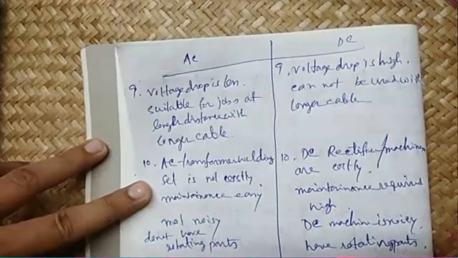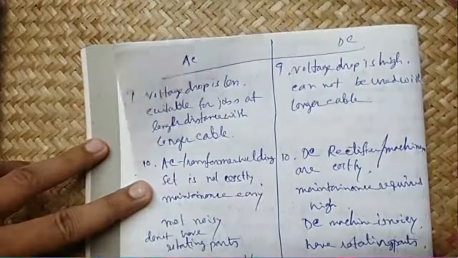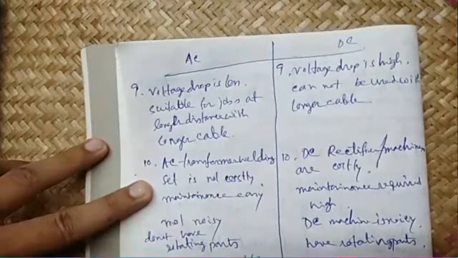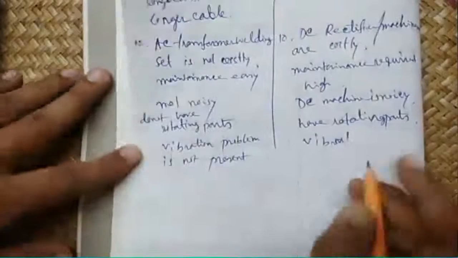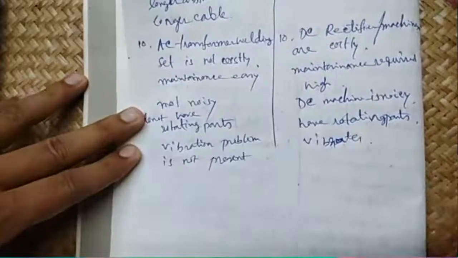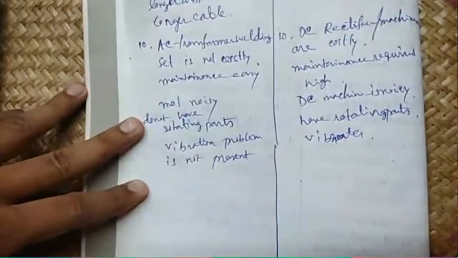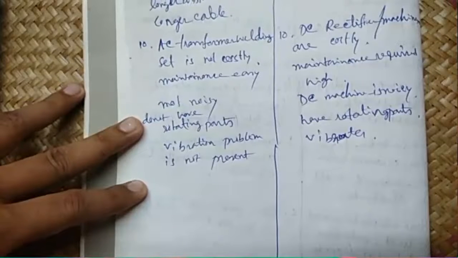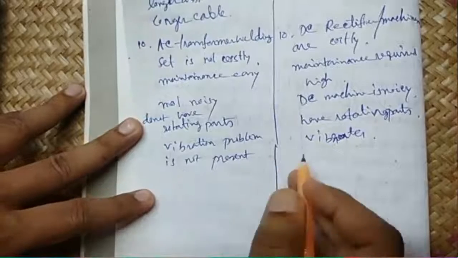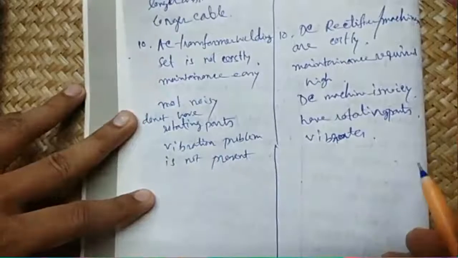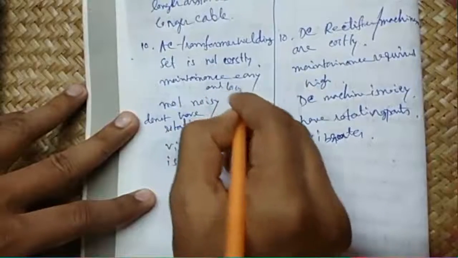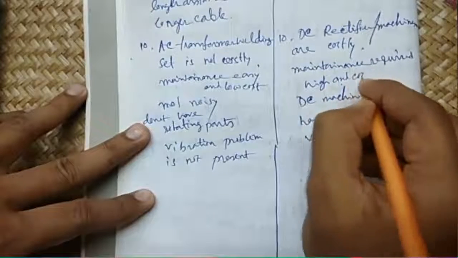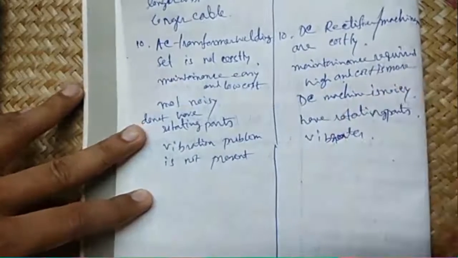So vibration problem is not present, and these vibrate. Okay, this maintenance cost is easy and also cost is low. Easy, and I'm writing here low cost. Maintenance is high and cost is more.